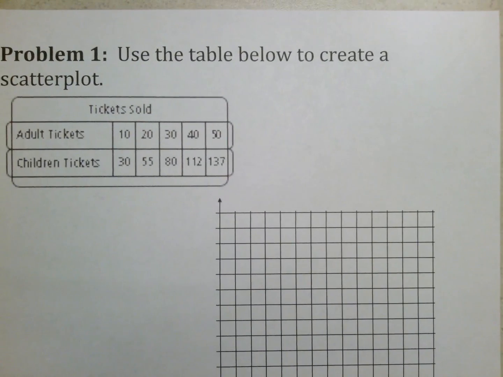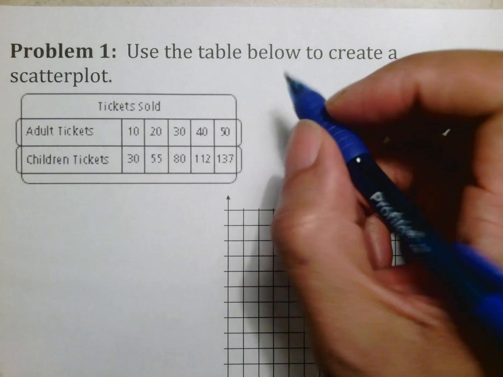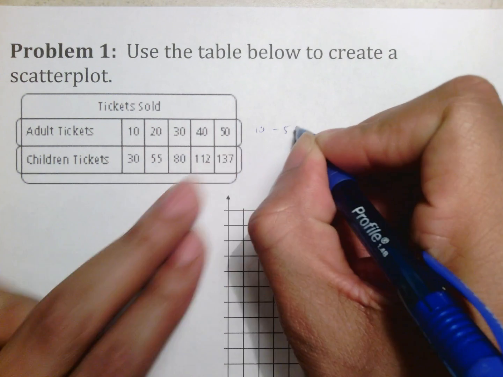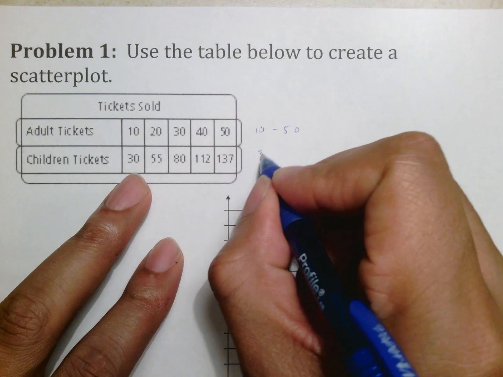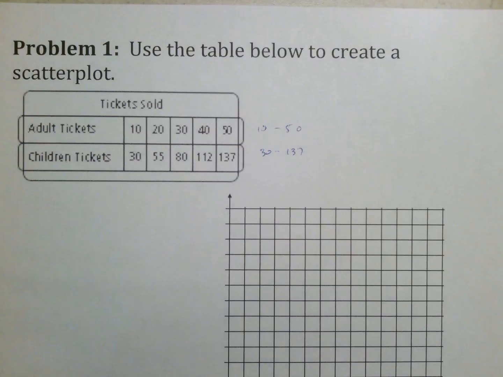So looking at this first question where it says use the table below to create a scatter plot, they have adult tickets and children's tickets. They have some numbers here. The general thing you want to do first is identify your low number here. Your low number is 10, your high number is 50. Here your low number is 30, your high number is 137, and you want to do that so you know what numbers you actually need.